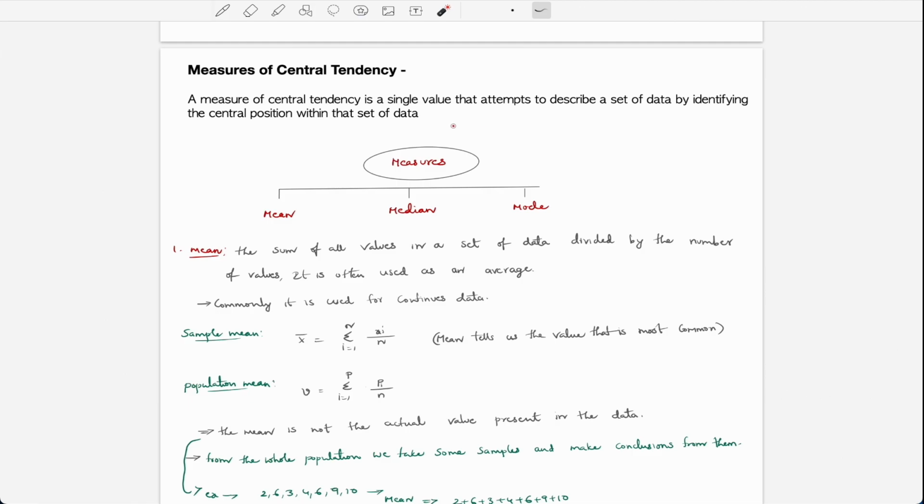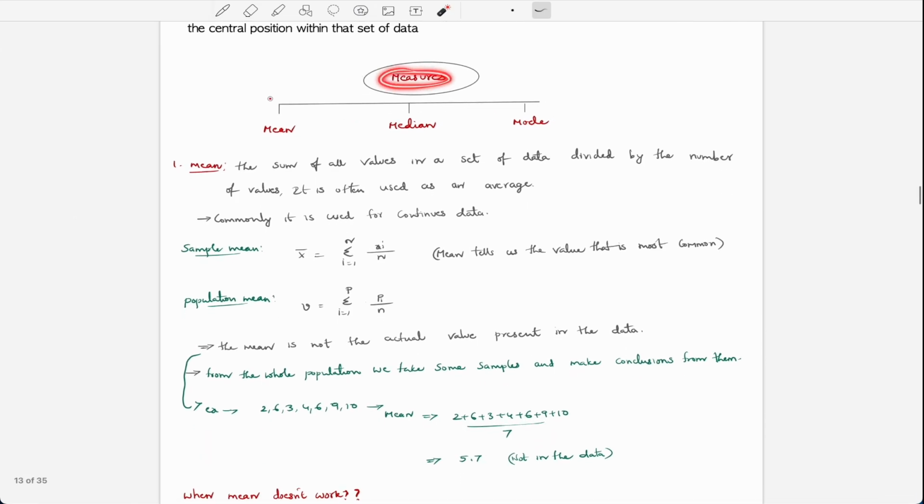We use some measures for this central tendency. So what are those methods? There are three methods here. The measures are divided into three types: mean, median and mode.